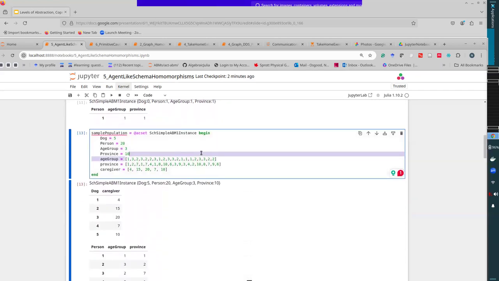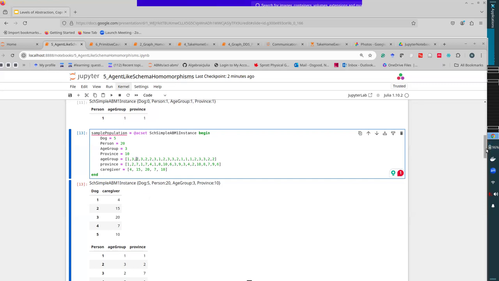And so this is the function, right? It says for each of these 20 people what their age group is. The first person is a young'un. The second person is like me, an old codger. The third person is middle-aged, okay? And same thing with province. So this is the encoding.